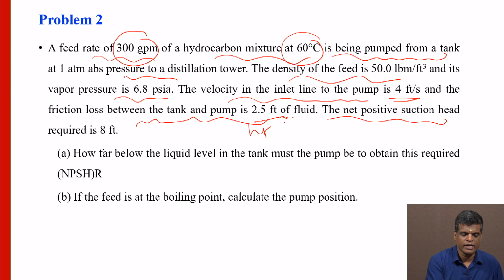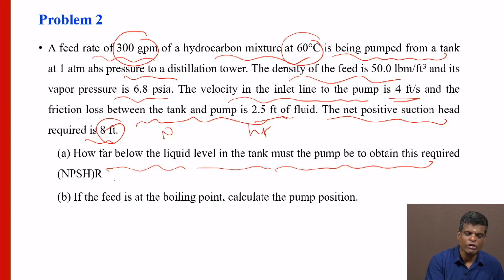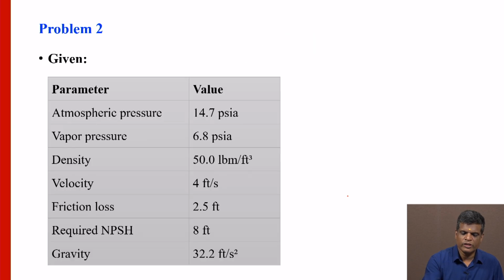The net positive suction head required, NPSH required, is 8 feet. So what is the question here? How far below the liquid level in the tank must the pump be placed to obtain the required net positive suction head? And second, if the feed is at its boiling point, calculate the pump position. These are given values: atmospheric pressure, vapor pressure, density, all in British units here.